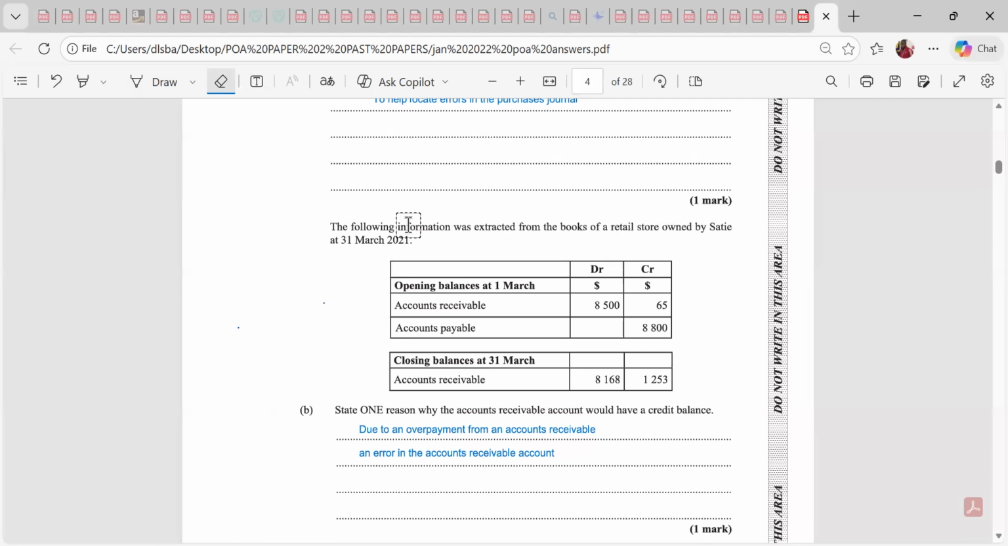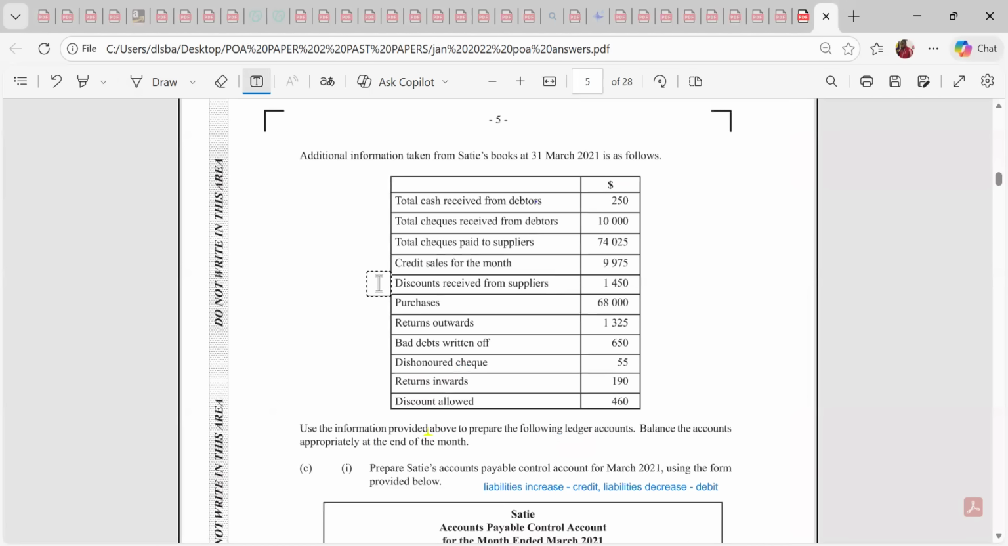There's one mark. Then they say additional information was taken from CT's books on the 31st of March. And they give us all the information we need here.